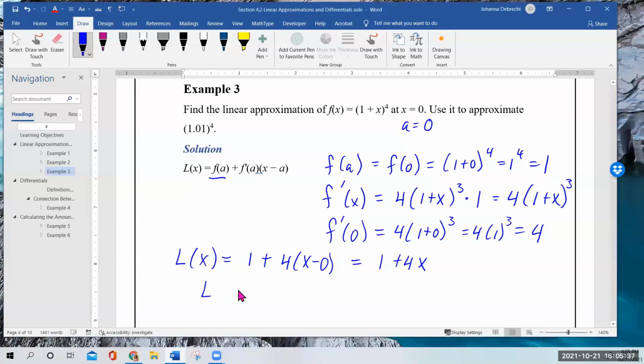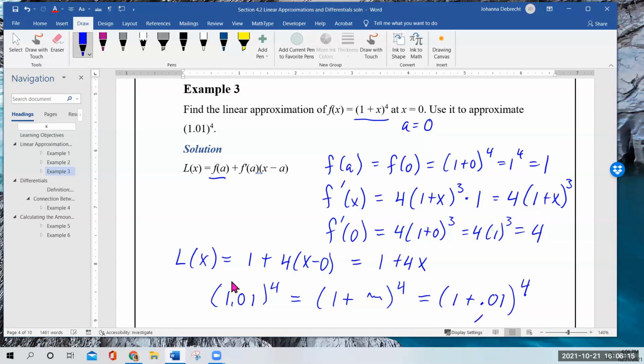The problem that I'm encountering now is that I don't actually want L of 1.01. That's not all that close to 0. What I really want to know is what's the value of 1.01 to the 4th. But I need to rewrite this 1.01 to the 4th power in the same format as my original function, which was 1 plus something to the 4th power. I can then write the 1.01 as 1 plus 0.01 raised to the 4th. In other words, the value of x here is 0.1.